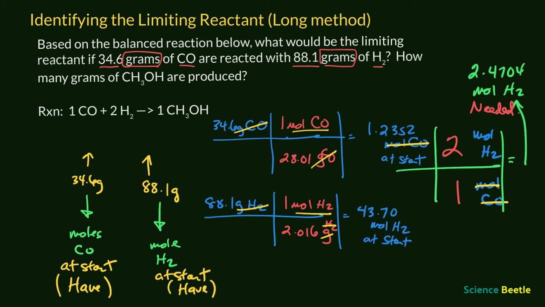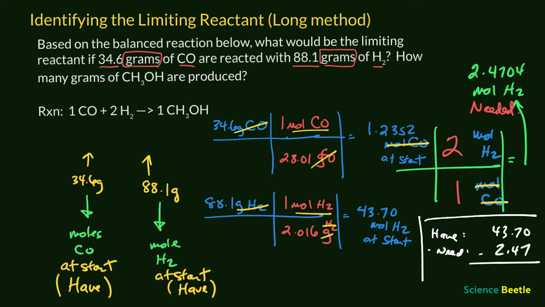And so the way you figure that out is you're going to go ahead and take the moles that you have, essentially, let me kind of separate this out here. I'll put this in the corner. We're going to take the have minus the need. And so here we're going to take the 43.70 minus the 2.47. You can do the math yourself, but notice here that this is going to be a positive number. Okay? And a positive number here equals excess.